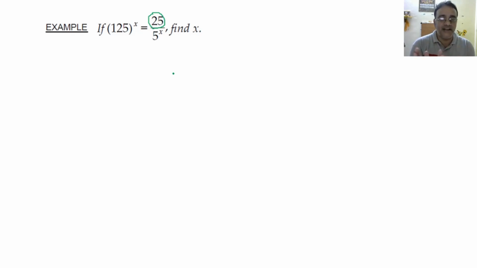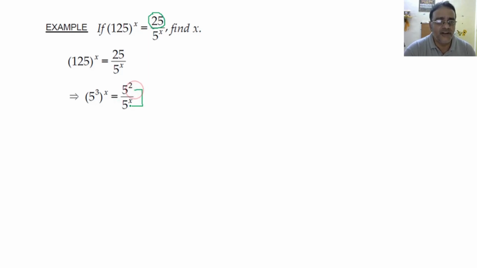So we will keep base 5 only on both sides. See, the left hand side, as you told, we will keep 5 cube. So that will become 5 to the power 3x in the next step. And 25 we said 5 square, and we will apply the division rule for this. So the left hand side will be 5 to the power 3x, and what will be the right hand side? 5 to the power 2 minus x.